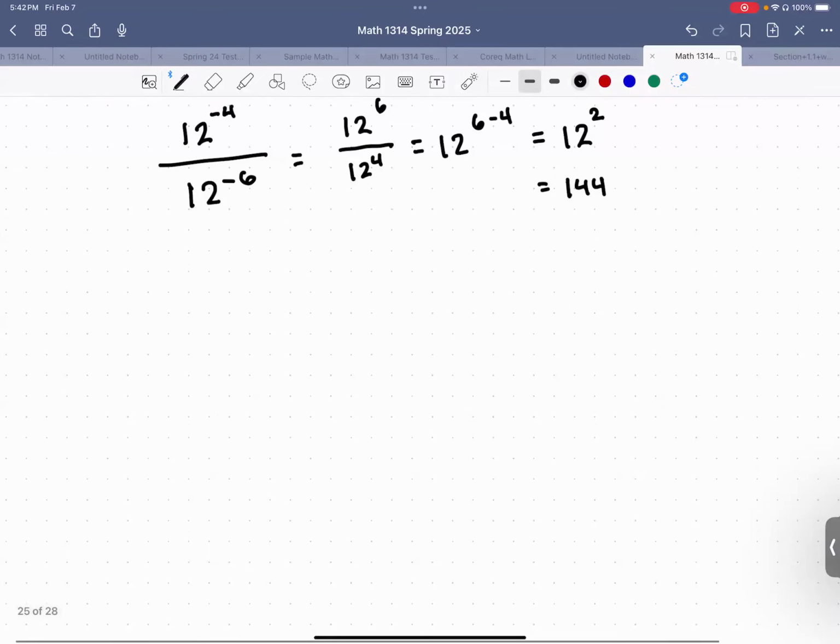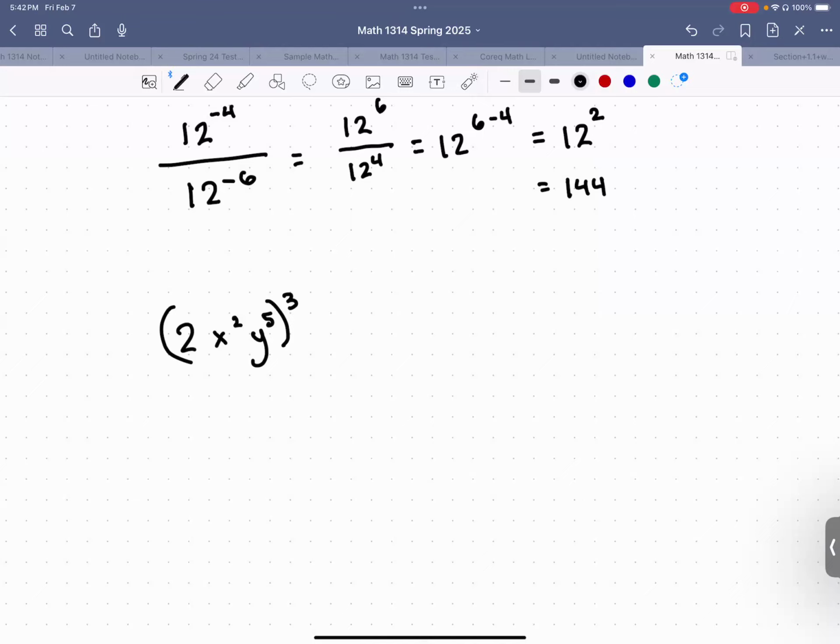If we had something like 2x squared y to the fifth, all to the third power, for example, we had a rule that told us that we had to basically distribute that exponent to all of the bases inside of this parentheses.